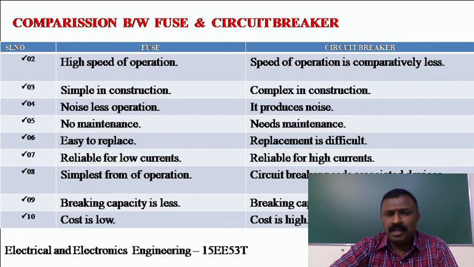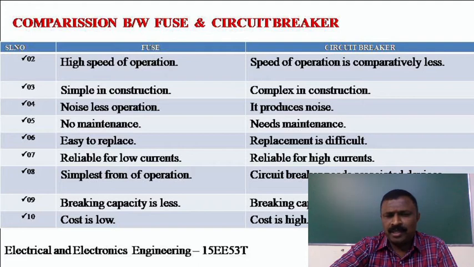The next comparison is replacement. The fuse can be replaced easily, whereas the replacement of a circuit breaker is a little complex, so it is difficult to replace. The fuse is reliable for low currents, and the circuit breakers are reliable for high currents. The fuse, again, we can define as the simplest form of protection. The circuit breaker is also a protective device.